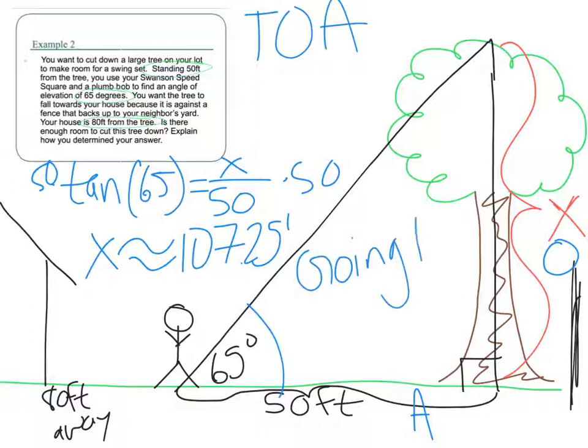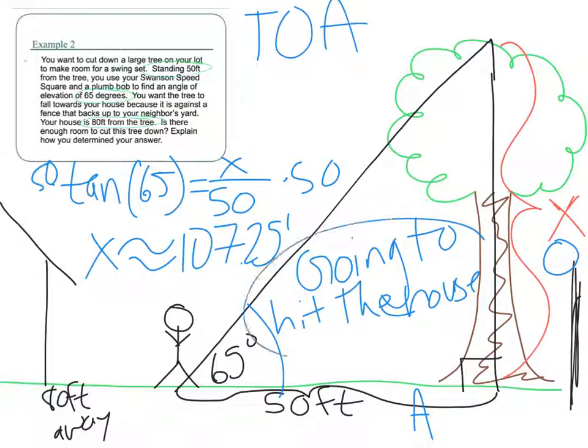Going to hit the house. No bueno. All right. But good thing we mathed it out first, so now we've got to figure out another plan for this thing. I'm sure maybe they'll chop the top off or something like that, and then chop again. I don't know. But we know, as it sits right now, it's not going to have enough room to fall towards the house and away from the fence. All right, there we go. Good thing we mathed it out. Otherwise, it'd be a disaster.